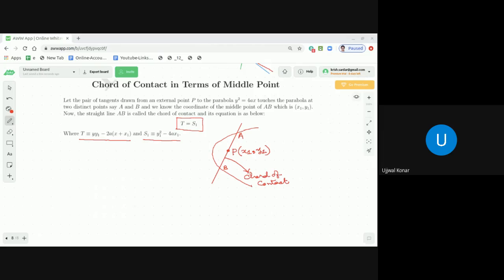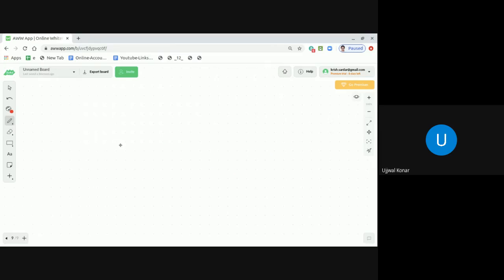Now the next and the last point for today's session, dear students, is that there are some properties of parabola that I just want to tell you, because a few of them we already discussed in our previous two sessions, but I just want to inform you about some important properties of parabola. Let me first bring the points, and then I will explain.